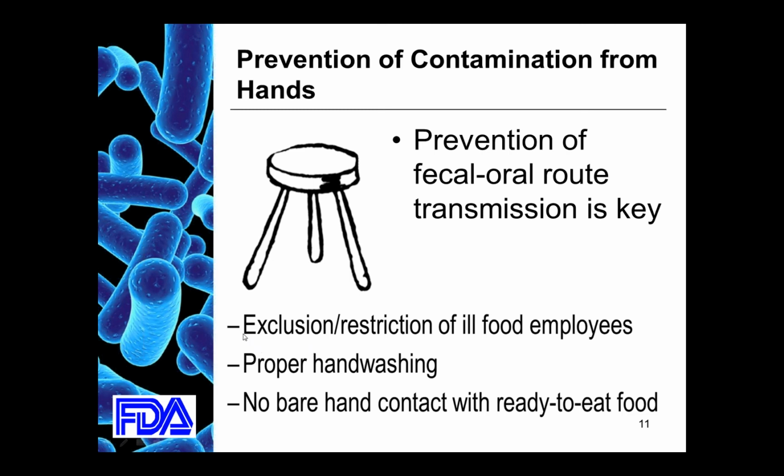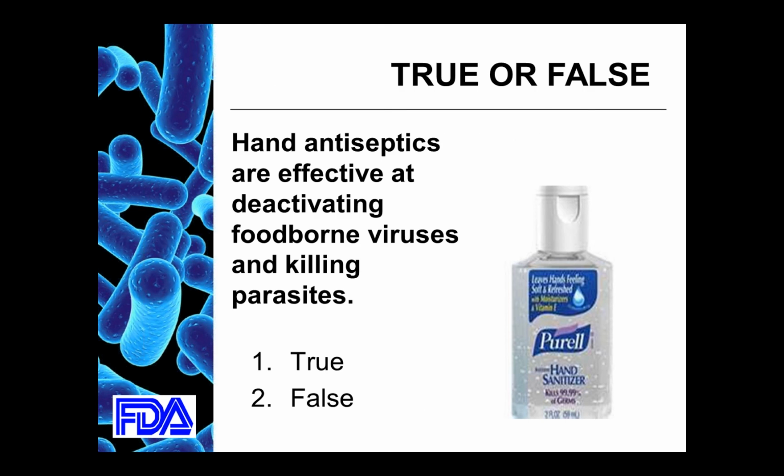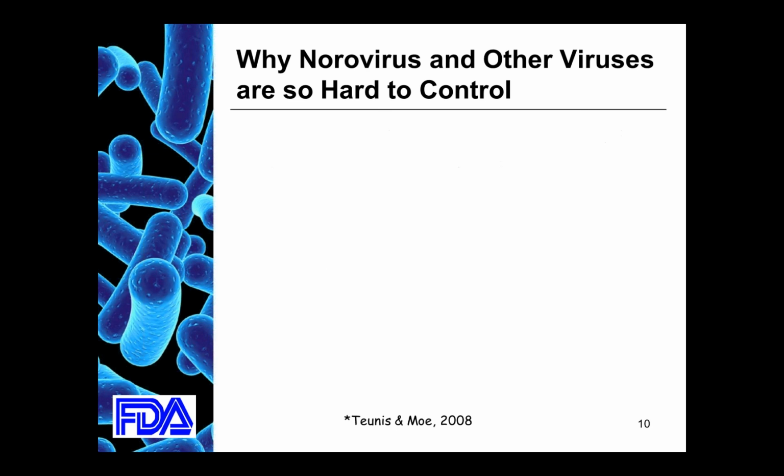All right, here's a question. Let everybody think about it for a minute. Hand antiseptics are effective at deactivating foodborne viruses and killing parasites. Do you think that is true or false? In fact, this is false. The hand antiseptics really are designated for working on bacterial agents that would be on the hands. Viruses have an envelope around them that the alcohol is not able to get to, and it won't work on them. So viruses and parasites, it's not effective.